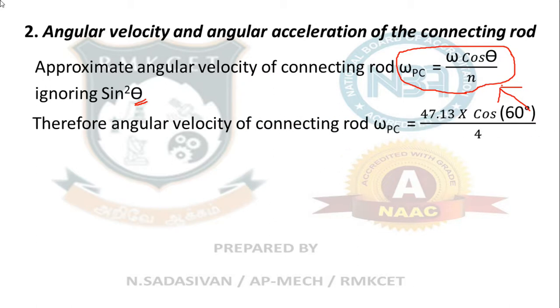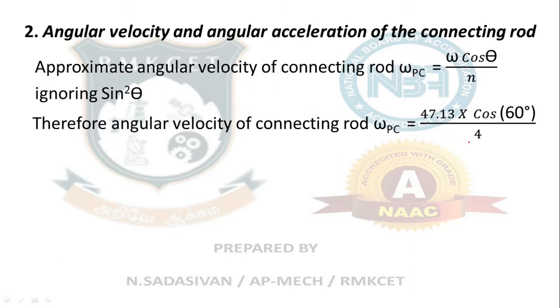Okay, so what happens is, for the angular velocity of the connecting rod, substitute all the values. Omega is 47.13, theta is 60 degrees, divided by n, which is 4. This is an approximation. You can use this everywhere. This formula is much simpler to solve for the angular velocity of the connecting rod.